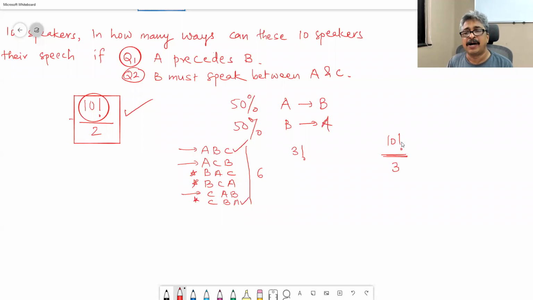Do you understand? Yes, sir. You understand this or not, you check. Logic is all possible ways and you have to divide it by 6 because there are 6 different ways ABC will be speaking in order, but out of which 2 are acceptable to us, and hence divided by 6 multiplied by 2 is going to be the answer. Hence 10 factorial divided by 3 is the answer for the second case.